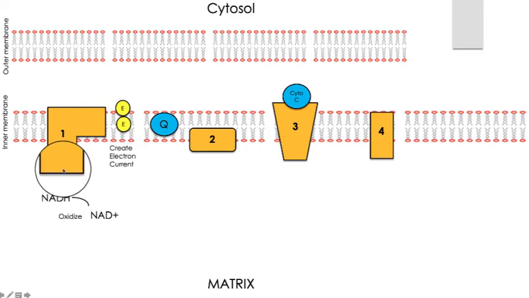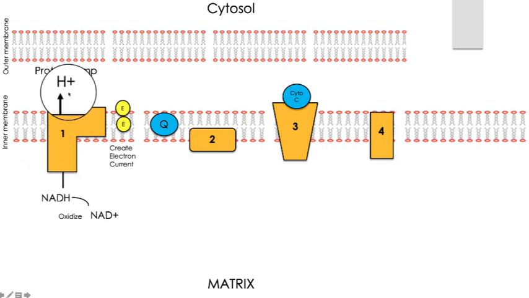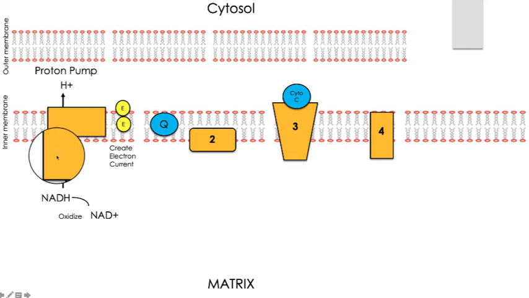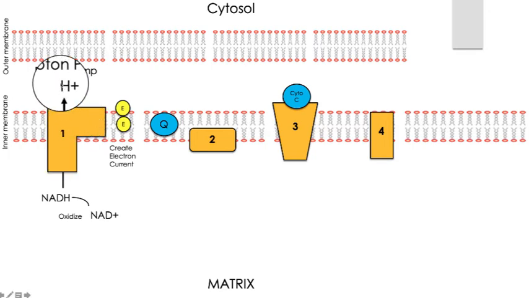Now also, complex 1 is considered a proton pump. So the hydrogens that are associated with NADH are going to be pumped through this complex into the intermembrane space. And this is a very important process. So when NADH interacts with protein complex 1, we have the removal of the electrons. The electrons are processed by this complex. We have hydrogen being pumped from the matrix into the intermembrane space. And that is step 1.